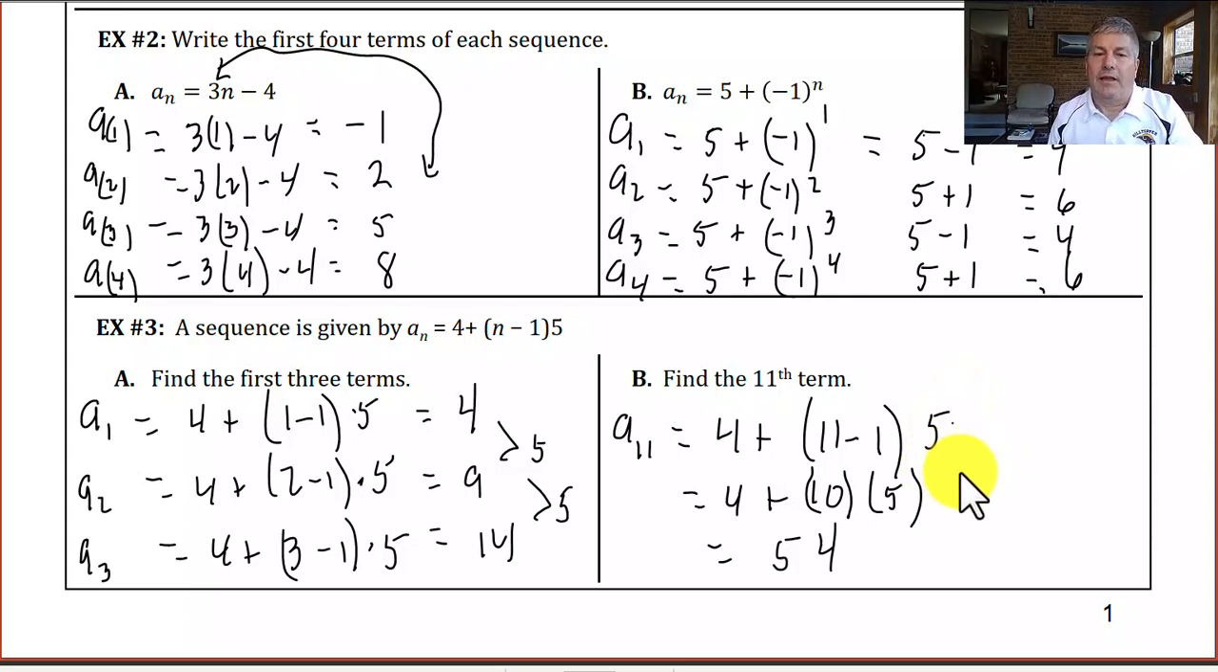So that's an introduction to sequences and finding particular terms in a sequence and using the formula for a sequence. And we'll get some more practice with this when I see you in class.